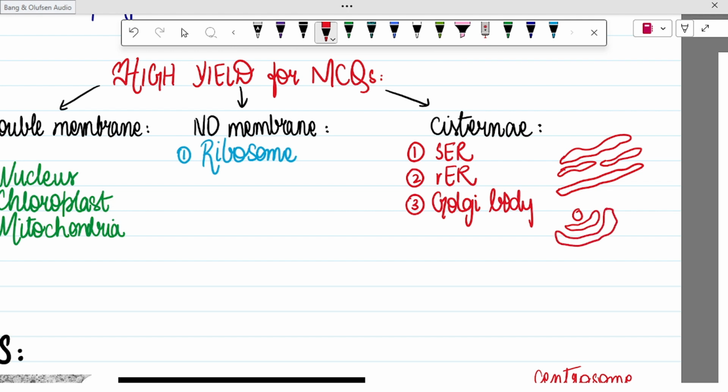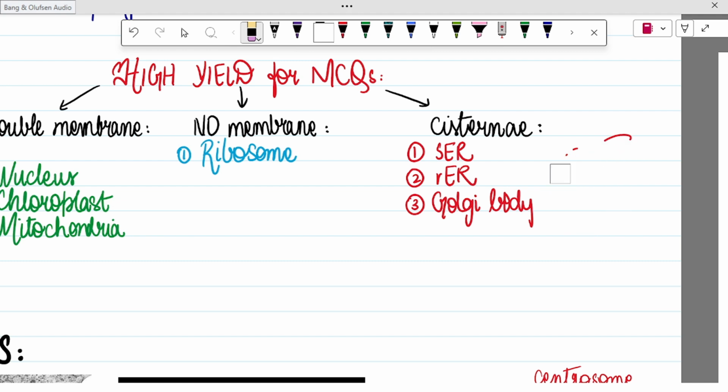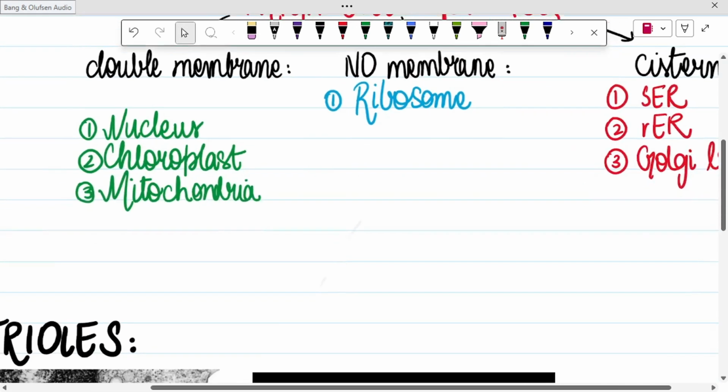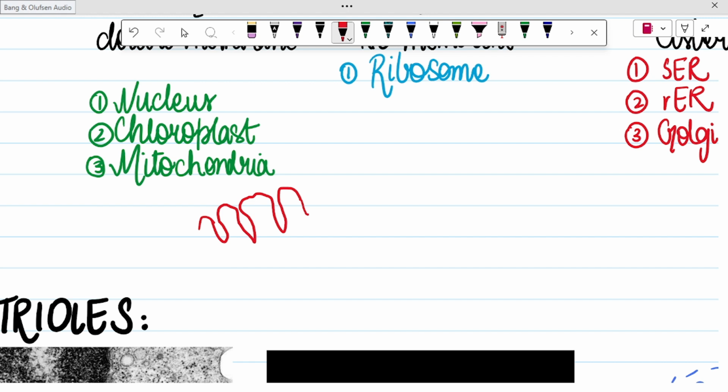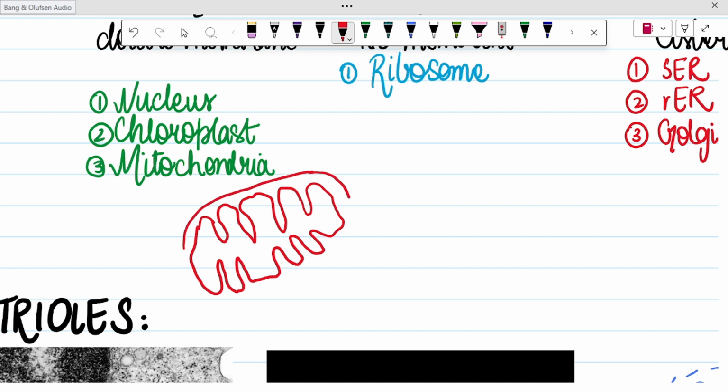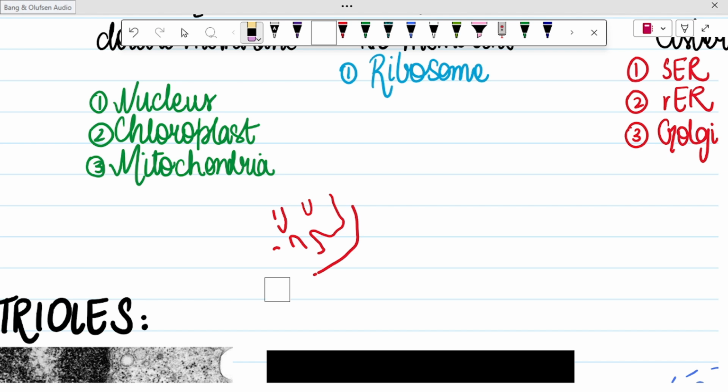Whereas cristae, which is different from cisternae, cristae is found in your mitochondria and chloroplast. And it is basically the folding of your inner membrane. जब आपकी inner membrane fold करती है इस तरह करके, it forms cristae. इन दोनों में आपको differentiate करना आना चाहिए. Something like this. This is the structure of your mitochondria, जिसमें जो आपकी inner membrane होती है, it is folded to form cristae.